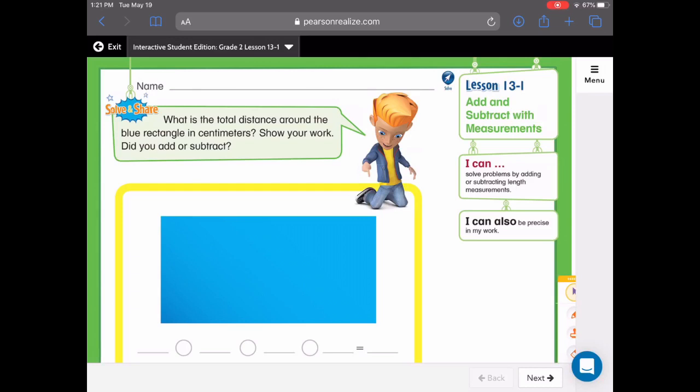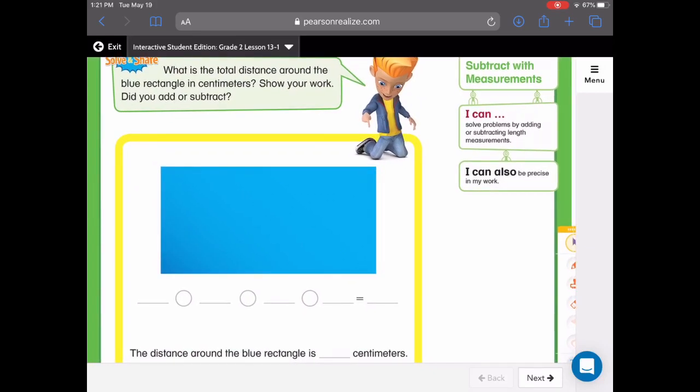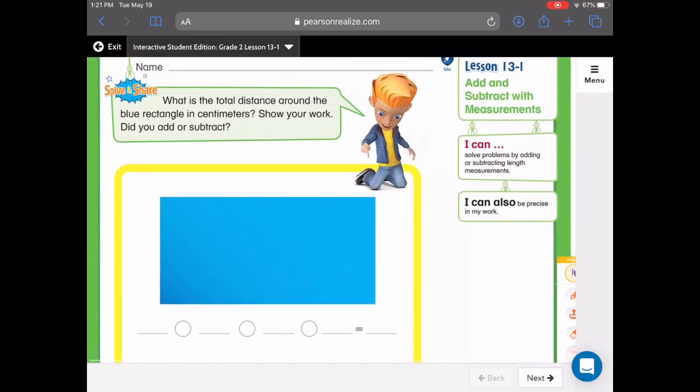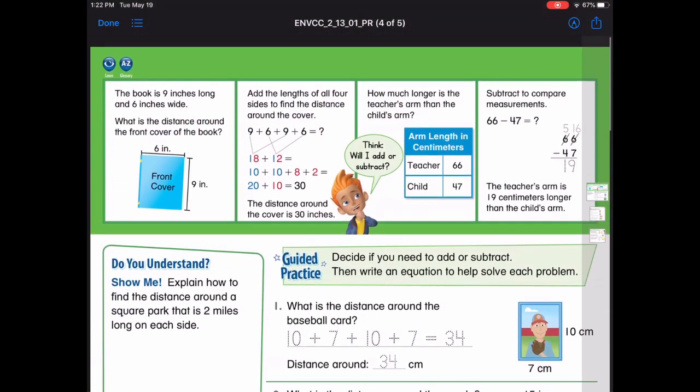Today's lesson is 13-1, Add and Subtract with Measurements. I can solve problems by adding or subtracting length measurements. So we already know how to measure an object. And today we're going to figure out what to do to find the entire length of something. How does addition and subtraction help us? So we'll do solve and share as a class. Right now we're going to go to the visual learning boxes on page 762.